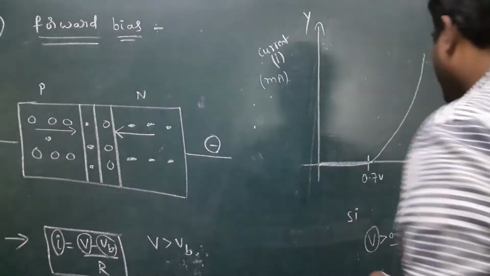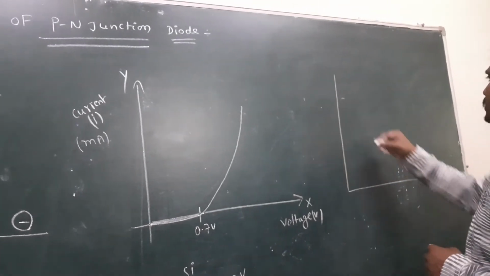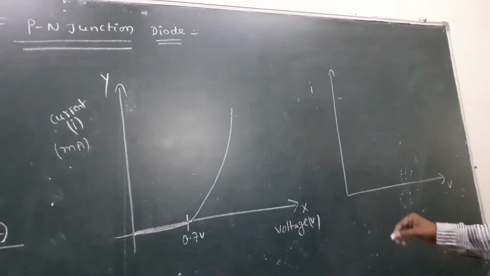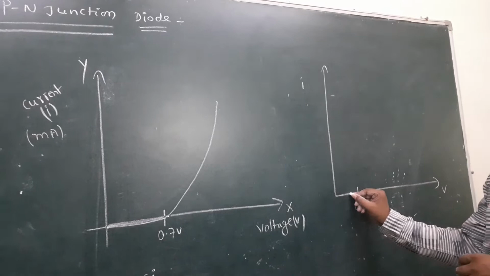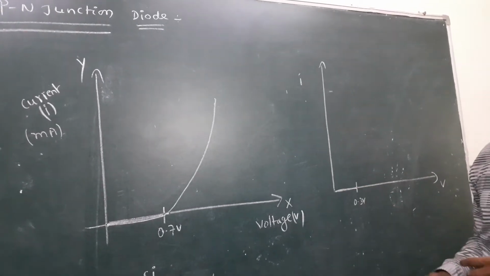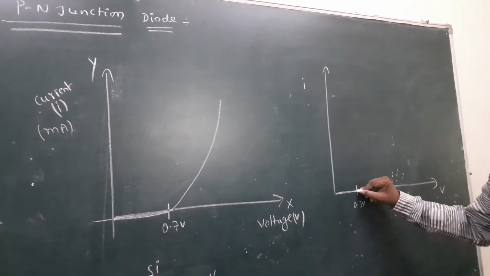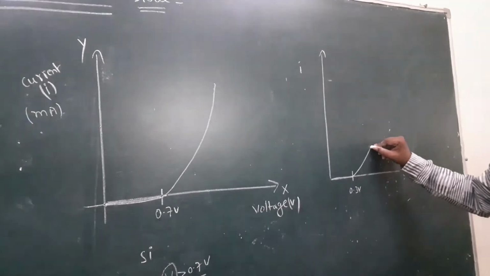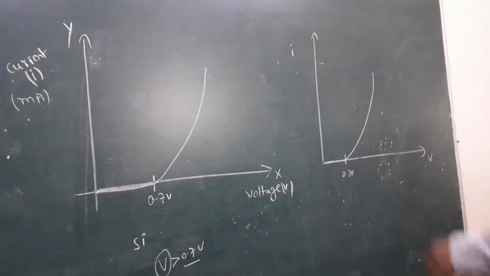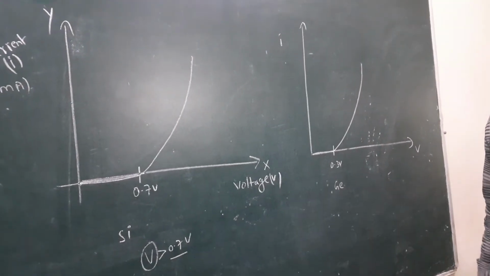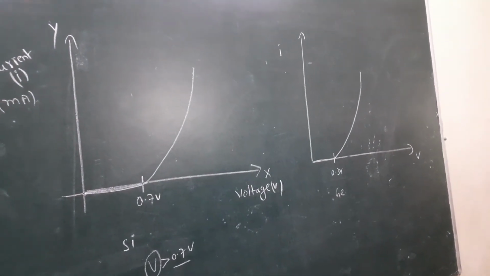This is the graph of silicon, and now I discuss germanium. This is voltage, this is current. For germanium the potential barrier voltage is 0.3 volts. As voltage increases, current stays 0 below the barrier potential. When the applied voltage is greater than the barrier potential, current increases with voltage. This is the graph of germanium. These two cases are discussed in the forward bias of the diode.